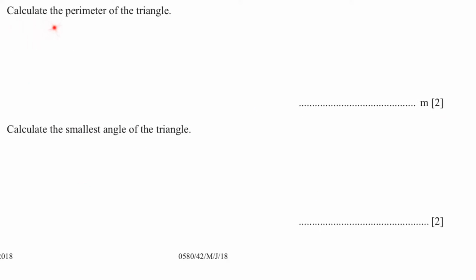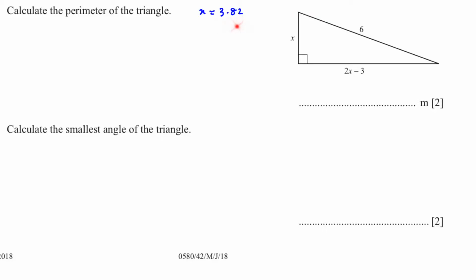Next question, calculate the perimeter of the triangle. So this is our triangle, and we have to add all the three sides to get the perimeter. x is 3.82. We cannot take the negative value because sides cannot be negative. The other side will be 2 times 3.82 minus 3. That will give us 4.64.